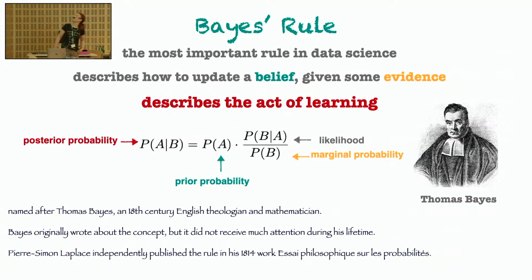Well, so you can see Thomas Bayes. He was an English theologian in the 18th century, and he formulated the theorem, but in fact, it was nothing important for him. Later, Pierre Simon Laplace independently published the theorem, which can be viewed as the most important theorem in data science, because it describes the act of learning. We somehow have a rule for how to update our belief given some evidence. We have the posterior probability, which is the updated probability of belief given the evidence, and it is equal to the prior times likelihood over the marginal.